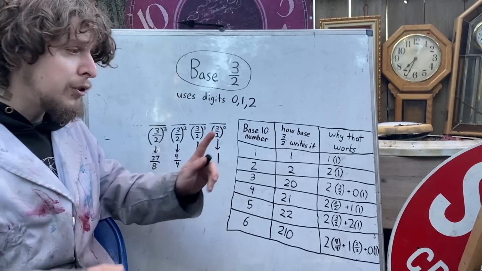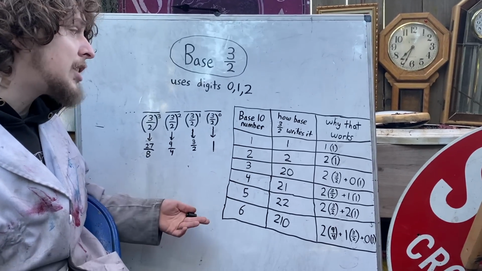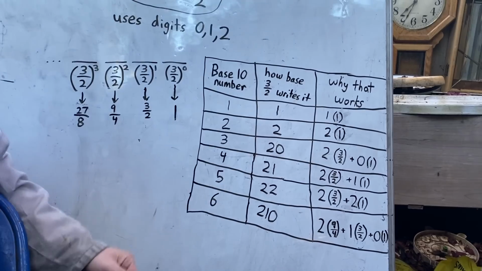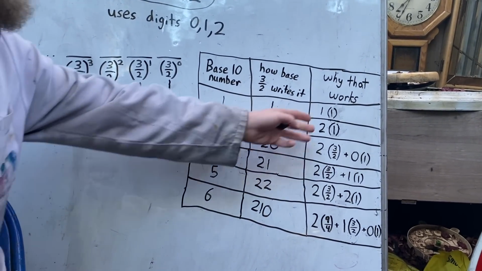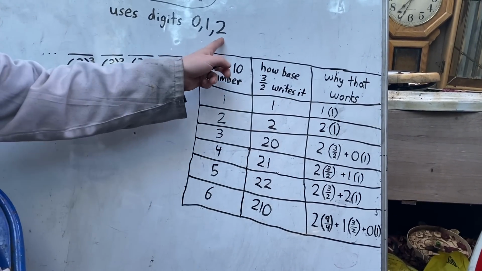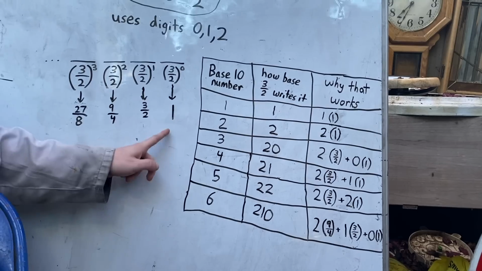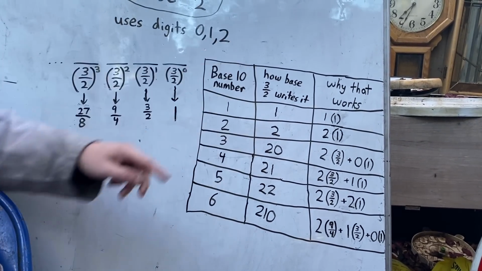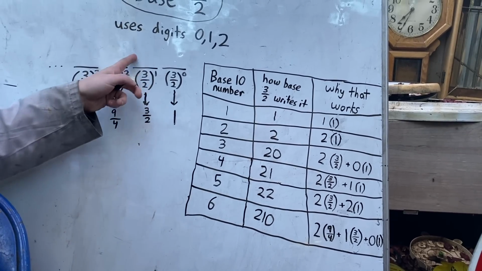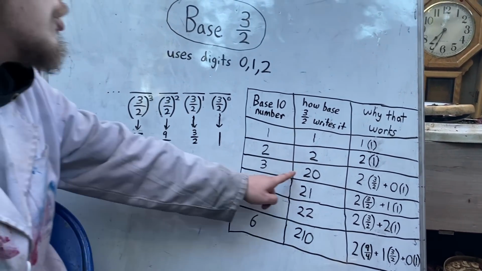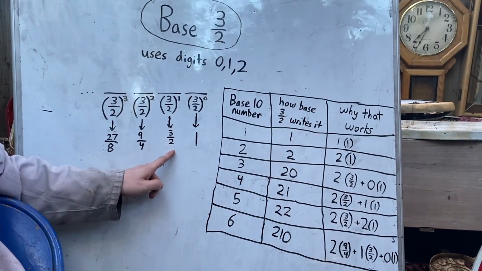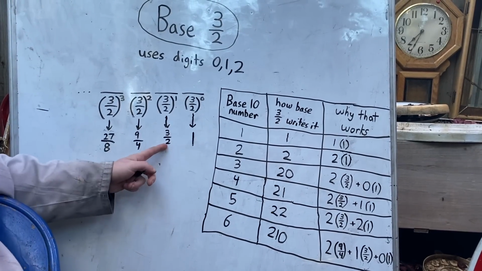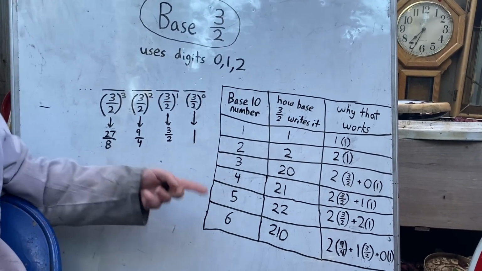Here's a chart of some numbers as we know them in base 10, then how base 3/2 would write those numbers. And the first two numbers are pretty obvious to figure out because we have up to 2 of that 1's place to use. But to make 3, if I don't want to use a character for the number 3, I have to move on to this place and use 2 of the 3/2 place and none of the 1's place. And 2 times 3/2 does get us 3.